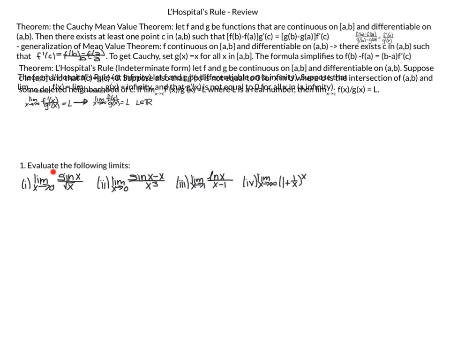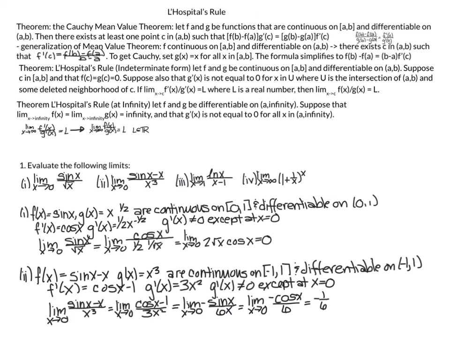For this next example, I have 4 limits to evaluate. The first problem, so we have f of x is equal to sine of x, and g of x is equal to x to the 1/2. And you can see when we plug in x equals 0 that we're going to have the indeterminate form. We can also verify L'Hopital's conditions are satisfied, that is, that f and g are both continuous on the interval 0 to 1 and differentiable on the open interval. And then we also have that g prime of x is not equal to 0 except at x equals 0.